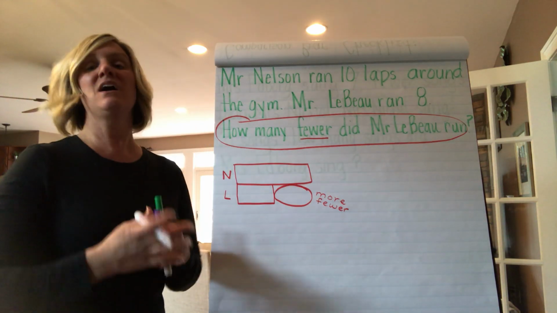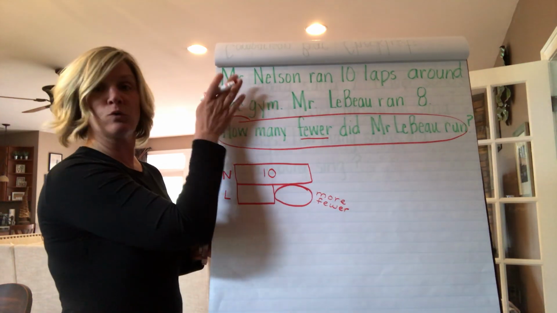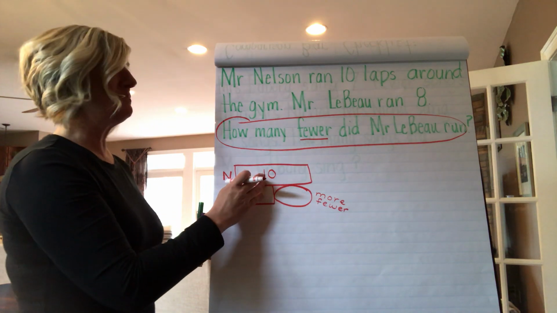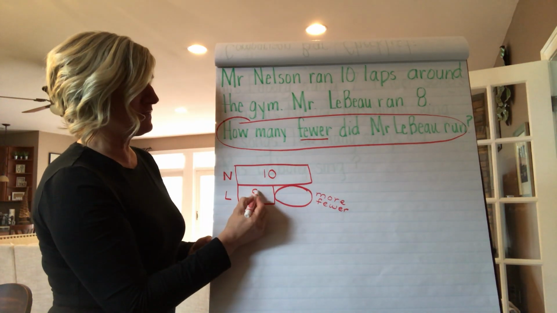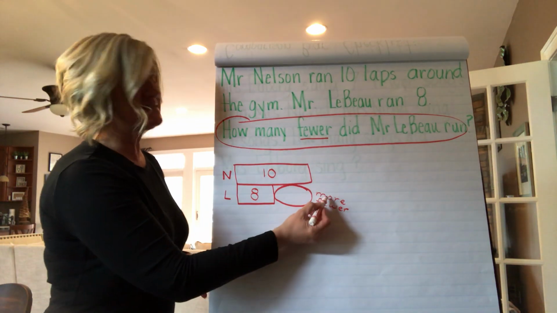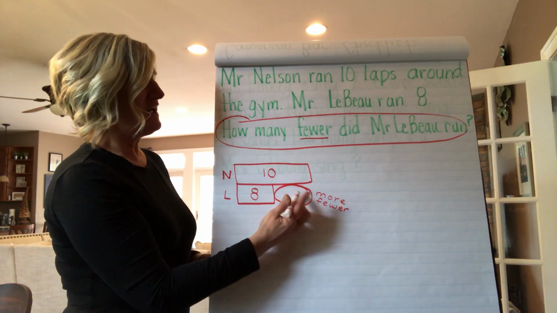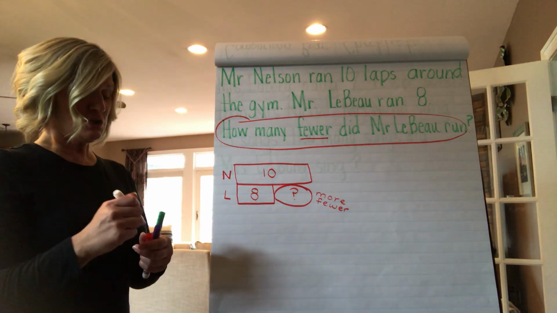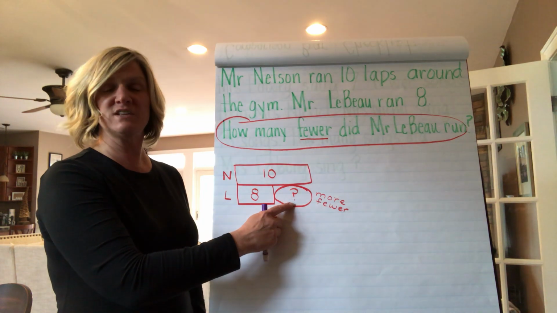It tells me how many Mr. Nelson ran. It tells me 10 right up here in the problem, so I can plunk it right into my comparison bar. It tells me that Mr. LeBeau ran 8, so I can put that right into his bar. What it's not telling me is how many fewer. Okay, so we do not know the awesome oval. So now, boys and girls, you need to come up with a strategy to figure out what this number is.